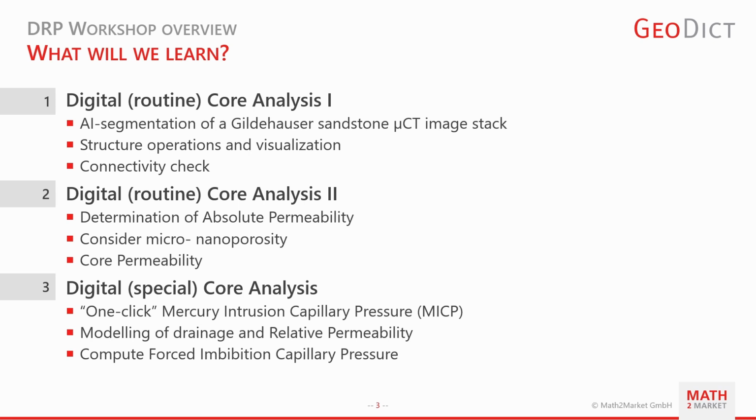In the third and last part of this workshop, I will show you different solutions offered by GeoDict of how to perform digital special core analysis. This will include a one-click MICP simulation, the modeling of a drainage setup with a related relative permeability computations, and the new forced imbibition capillary pressure GeoApp. Please note that between each part there will be a break to grab a coffee or ask questions.